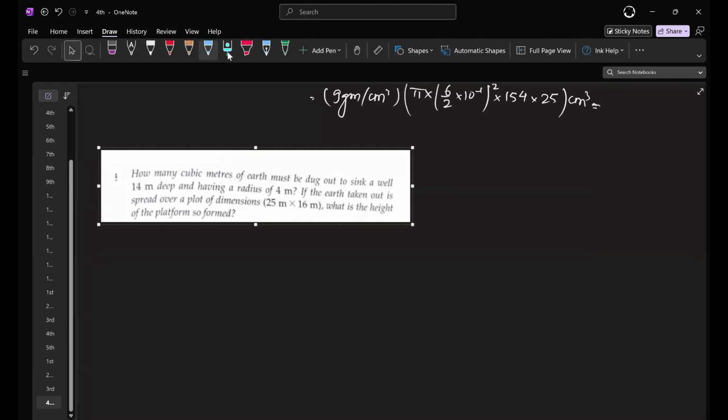How many cubic meters of earth must be dug out to sink a well 14 meters deep and having a radius of 4 meters? If the earth taken out is spread over a plot of dimensions 25 by 16, what is the height of the platform so formed? Can you try this question out? Okay.